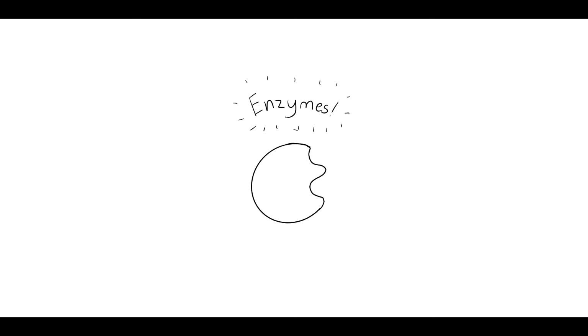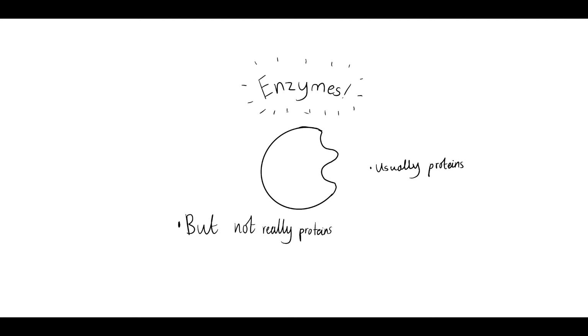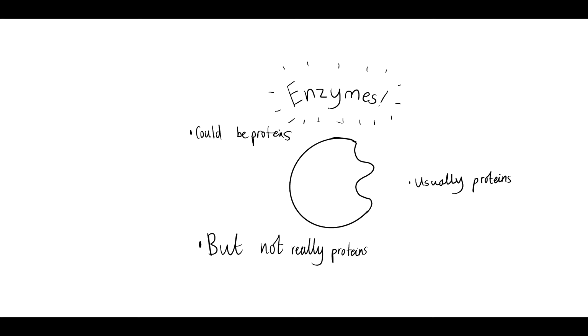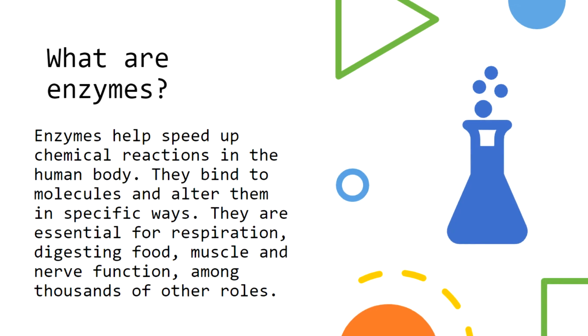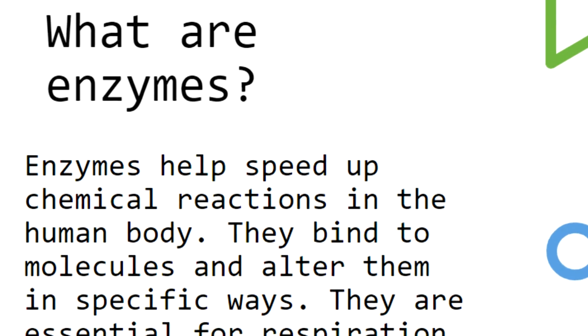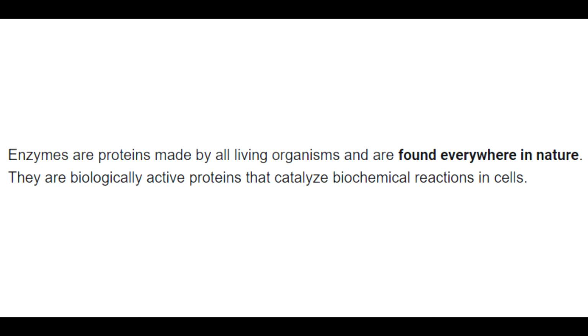So, for starters, enzymes. Enzymes are these little things that are usually protein, but could also not be protein. It's mostly protein, but not always, and they help speed up chemical reactions in the human body, or like literally any living thing's body.